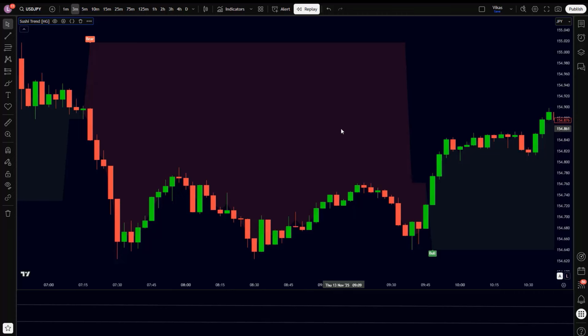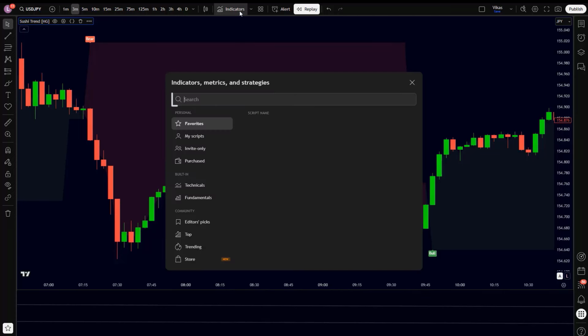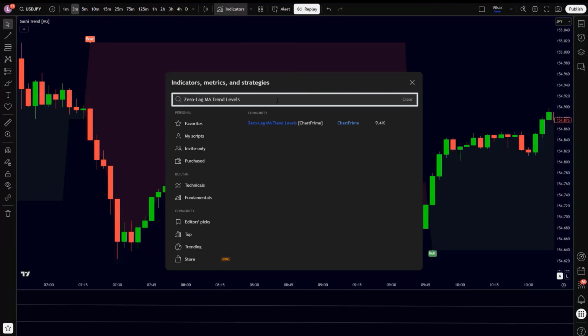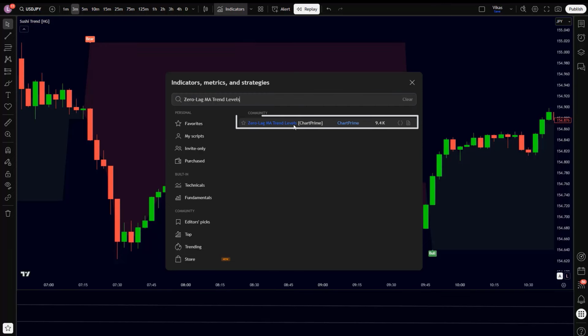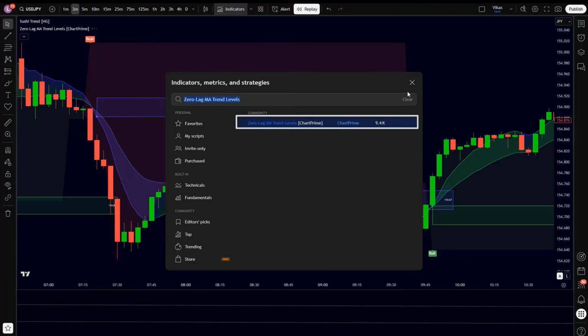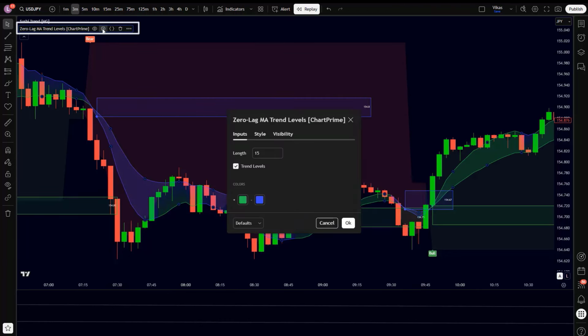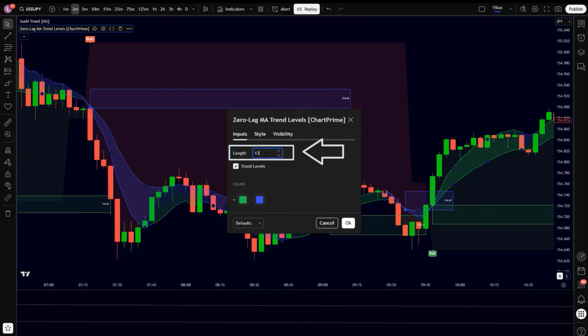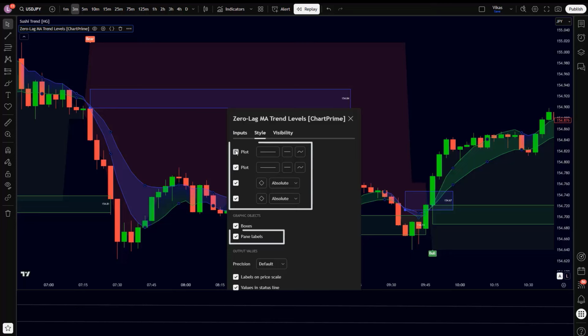We need to add another indicator to the chart. We will search zero lag MA trend levels in the search box of TradingView. After that we have to click on zero lag MA trend levels, in which we have to change some settings. We have to change this length option from 15 to 13. We need to hide these options.